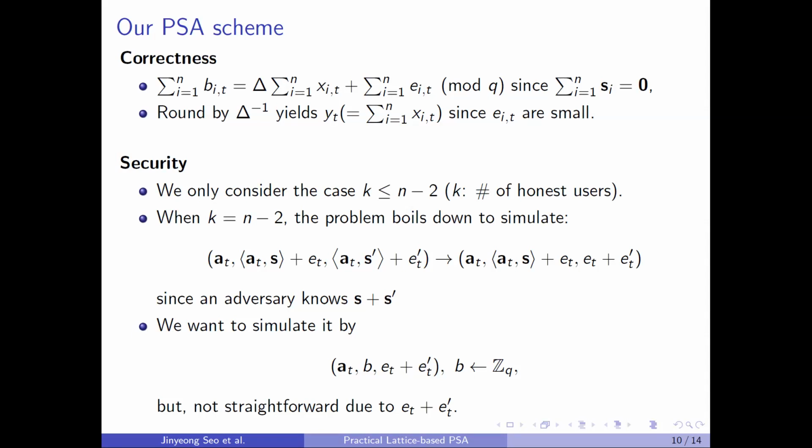For the security, we only consider the case where the number of honest users is such that the adversary corrupts n-2, since the n-1 case is inevitable for leakage. So when there is n-2 corruption, the problem boils down to simulating the following sample, since an adversary knows s plus s prime. If you see the first two components, it is exactly an LWE sample. So we may want to simulate it as follows, by replacing the second term with a uniform random sample. But it is not so straightforward since the last term contains partial information on the LWE error part.